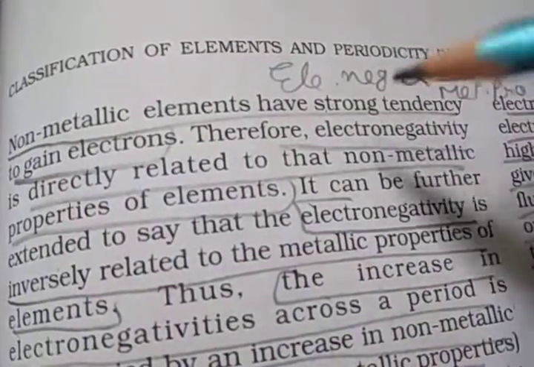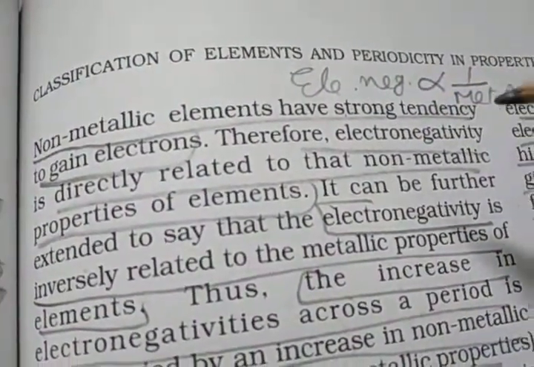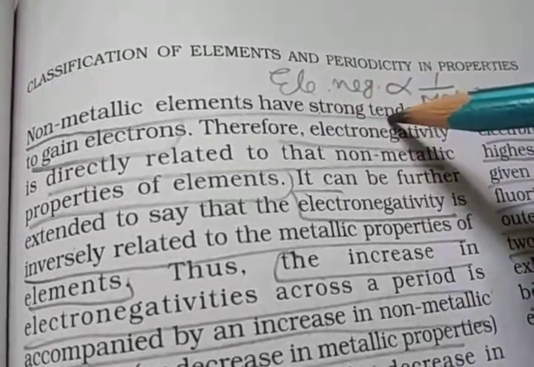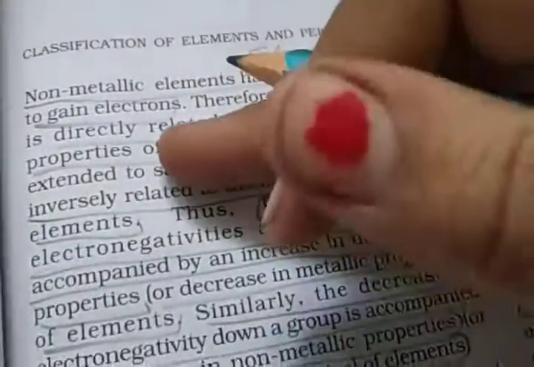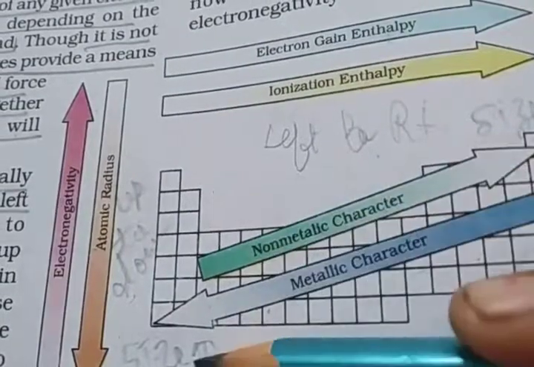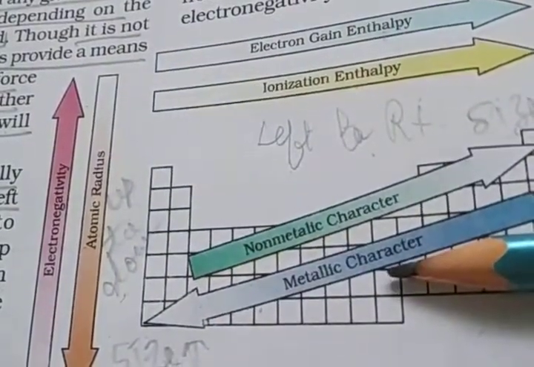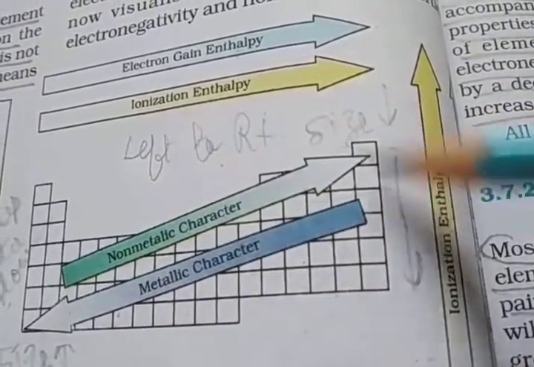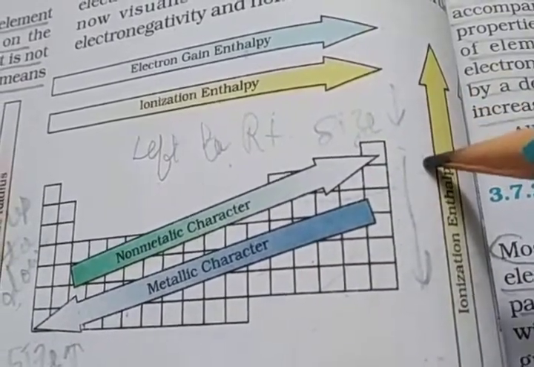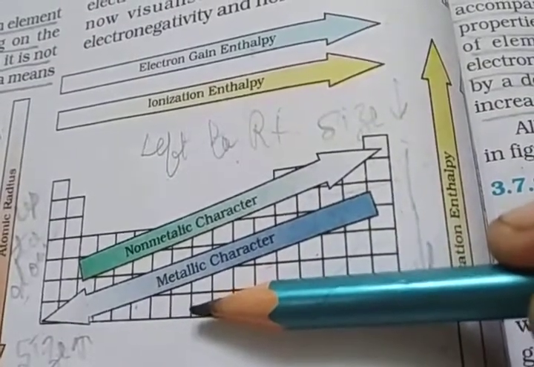The first term was electronegativity related to the size. The second term is electronegativity related to the metallic and non-metallic characters. In the graph I already explained, the first and second groups represent metallic character, and the p block side represents non-metallic character. So going left to right, non-metallic character increases, and going up to down, metallic character increases. This is the main basic concept.